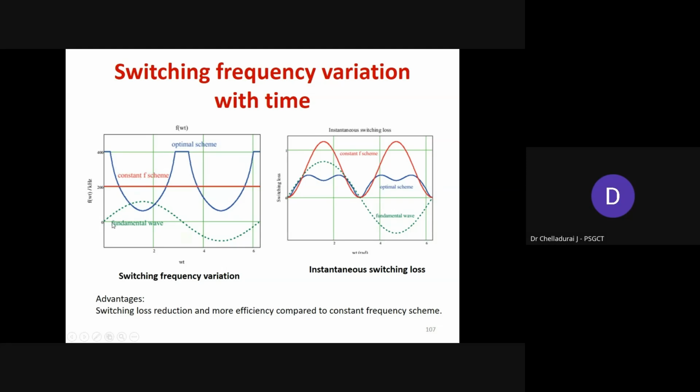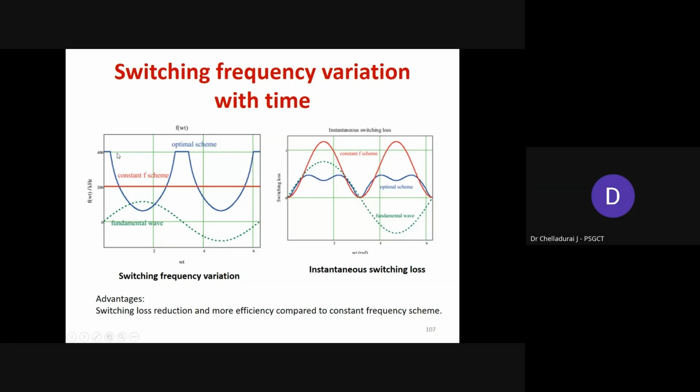During this sine wave, that is the fundamental waveform, during this zero period, maintain a very high switching frequency. For example, here 400 kilohertz is used. Then gradually reduce the switching frequency. At the peak of the sine wave, the switching frequency magnitude is less, then further increase the switching frequency. Near zero, it is very high.